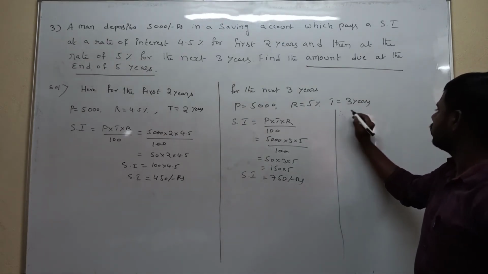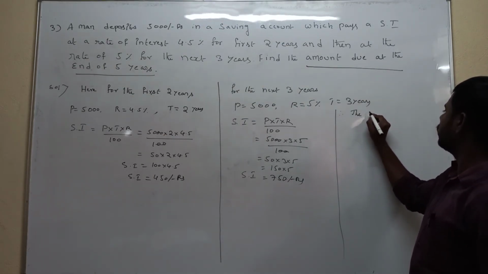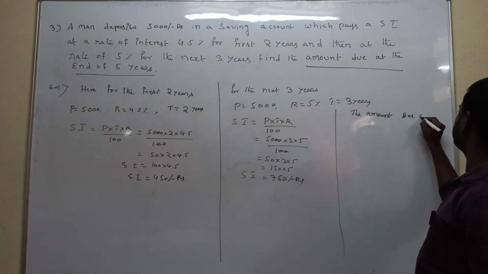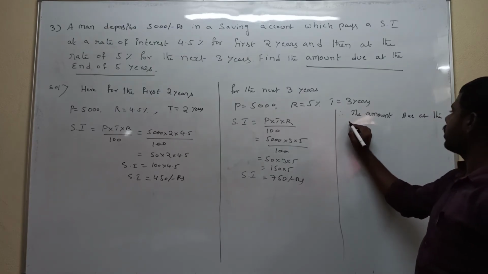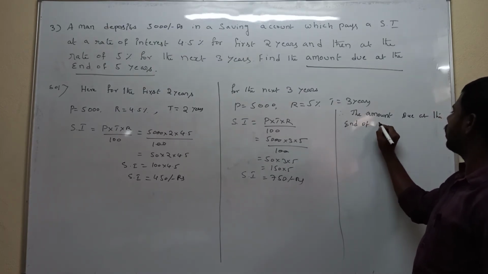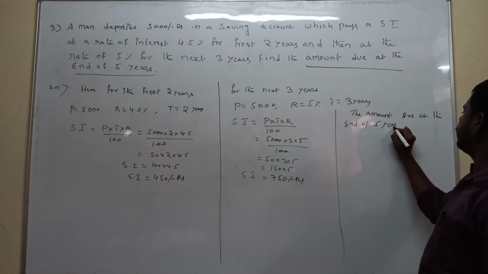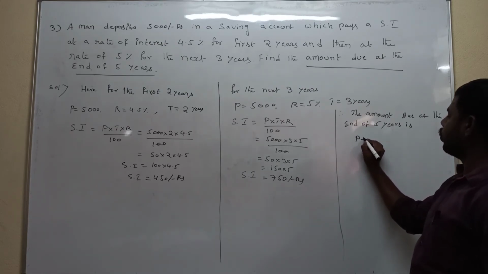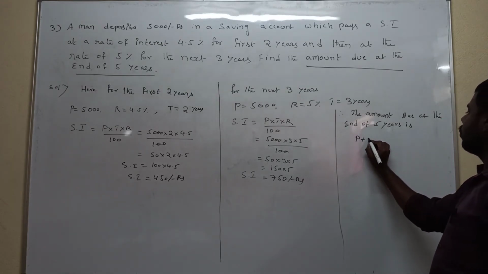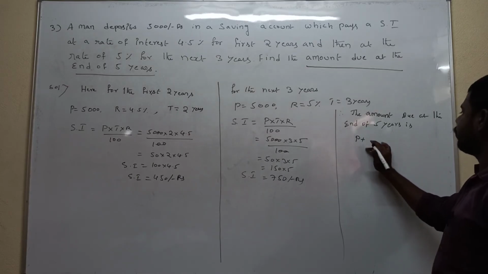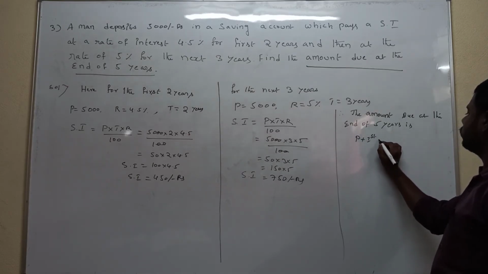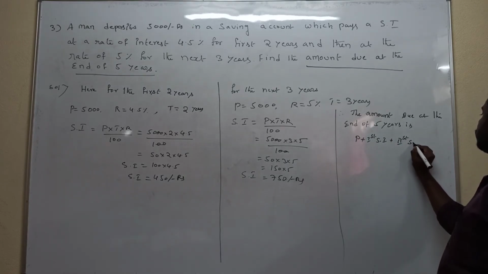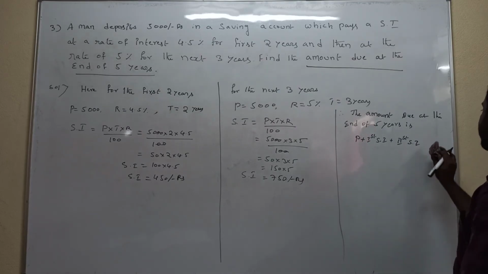Right, conclusion. Hence, the amount due at the end of 5 years is the principal amount plus the first simple interest value plus the second simple interest value. Or else you can write it directly.